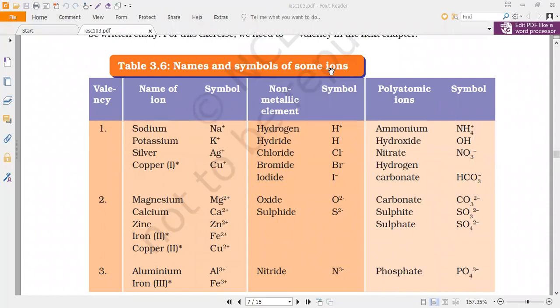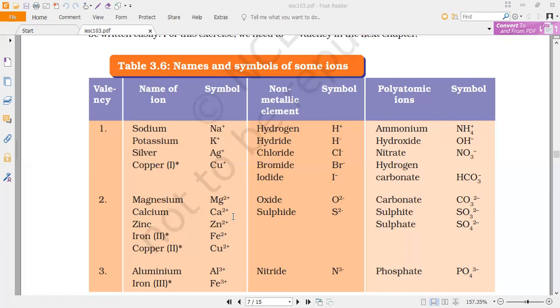Yes. So you must have this entire tabular column in your mind, otherwise you cannot answer. And be very careful. Here you can see copper 1 means Cu plus. Copper 2, Cu2 plus. In the same way, iron 2, Fe2 plus. Iron 3, Fe3 plus. Be very careful. Iron 2, we have some name. Have you noticed it? What is the name of iron 2? Everybody?